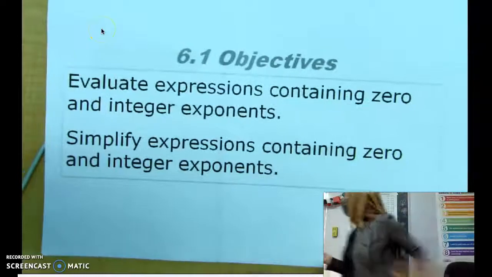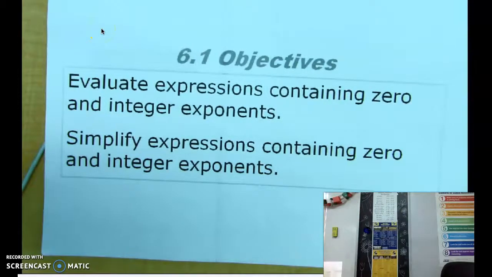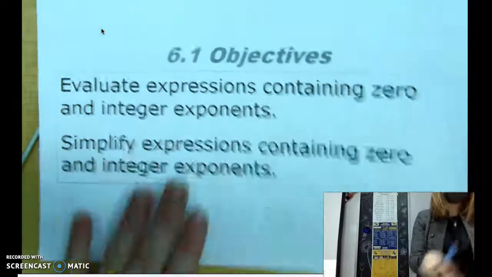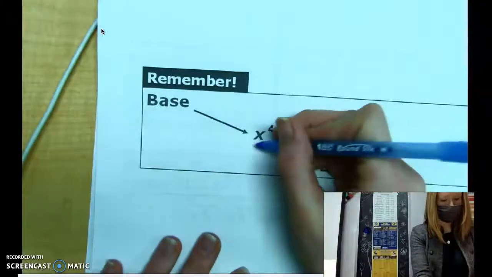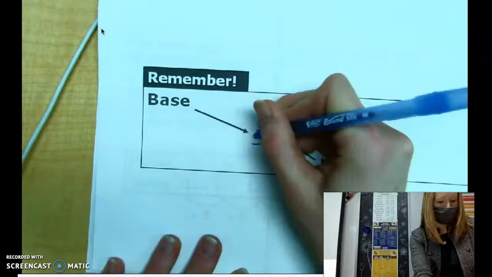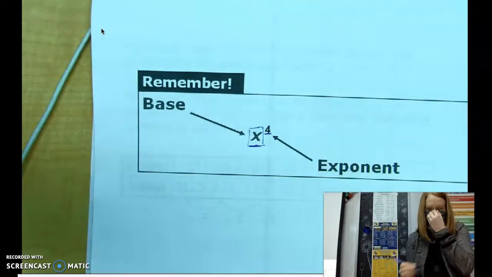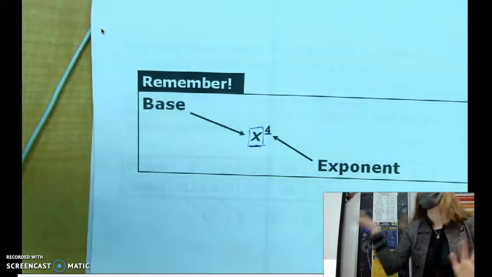Like what we did on our warm-up today. So if we're talking about integer exponents, that's basically just looking at an expression where there's some base. Whatever this item is, the big thing is the base. And then if it's raised to a power, that's your exponent.